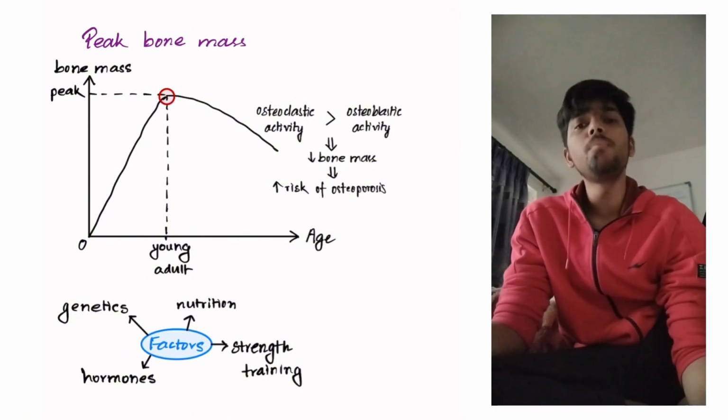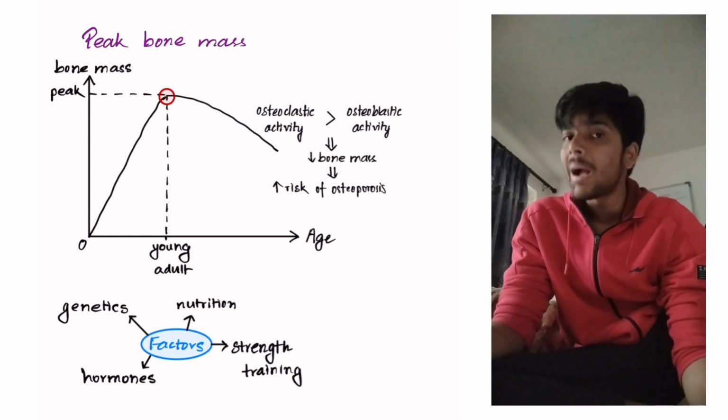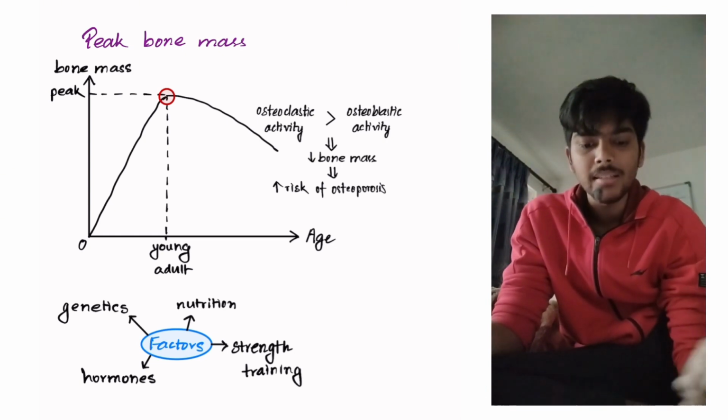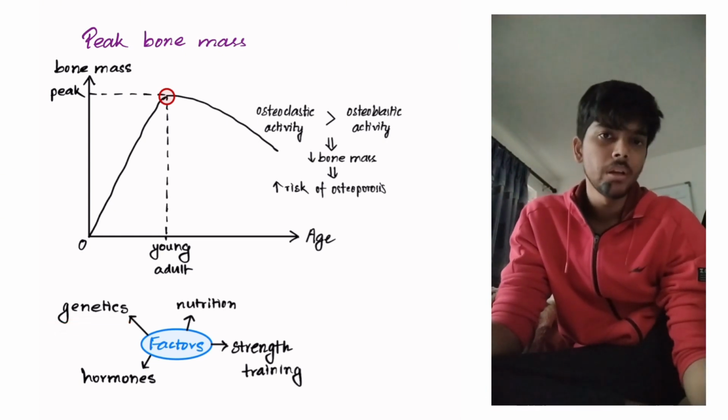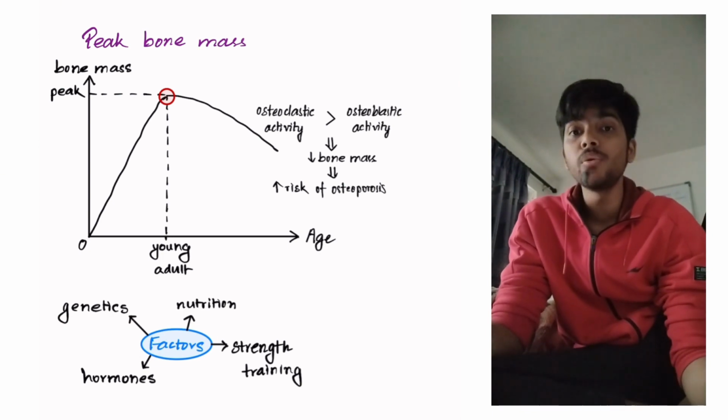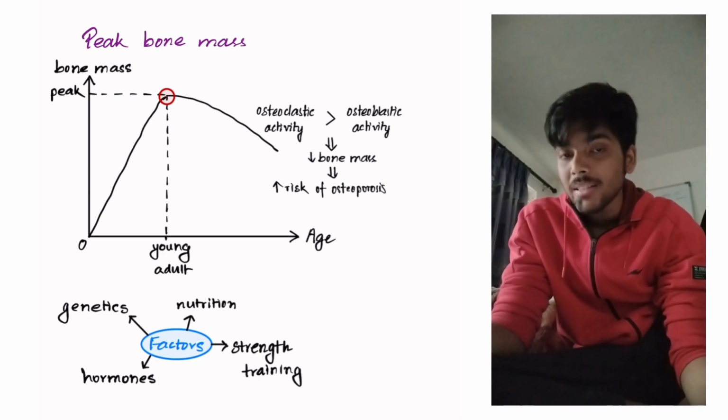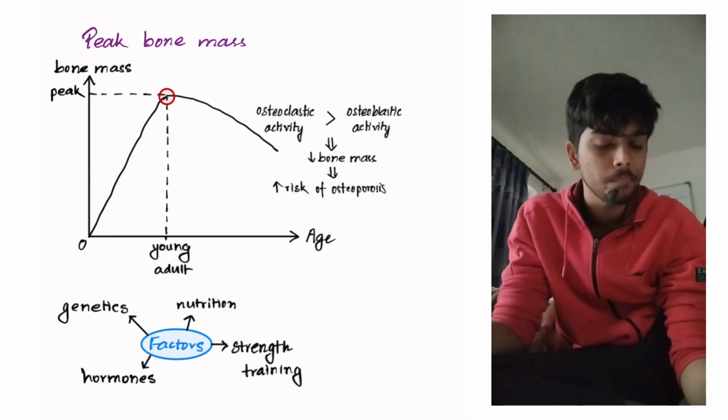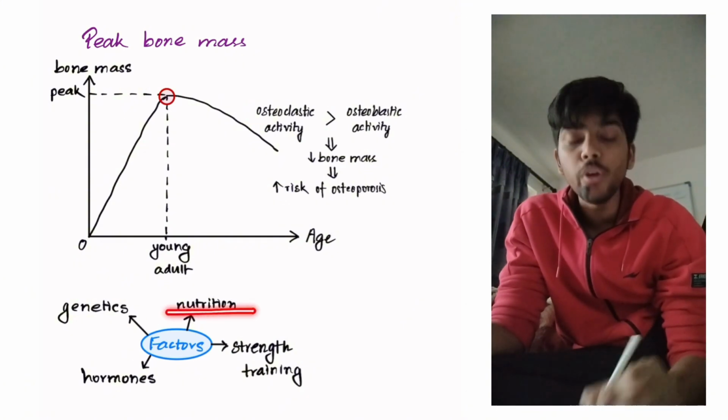Now, the peak bone mass of a person is determined by various factors such as genetics. An African person tends to have a higher peak bone mass as compared to a Caucasian person. Second factor, nutrition.